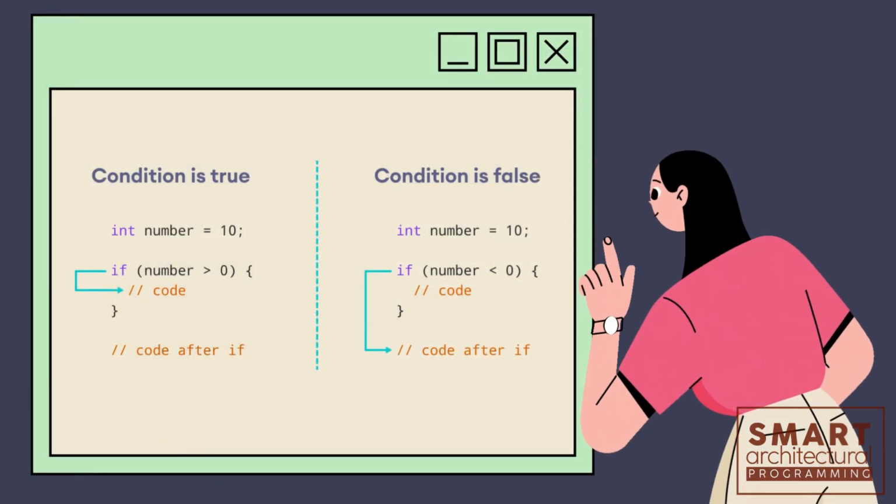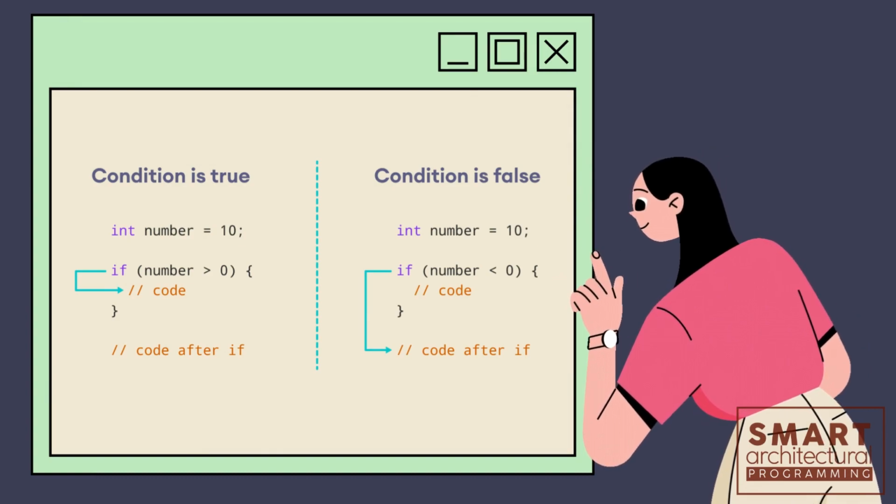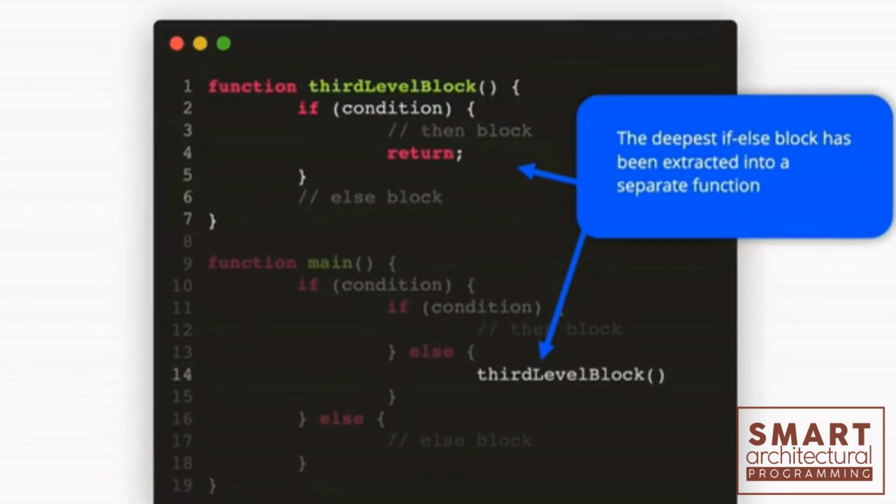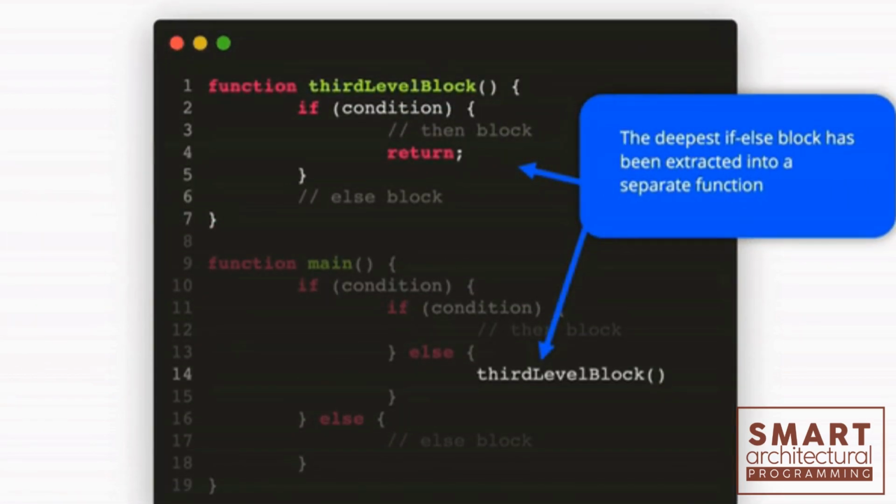Let's start with the if statement. It's the most basic form of control flow in Java. With an if statement, you can execute a block of code only if a specified condition is true. Otherwise, the code block is skipped entirely.